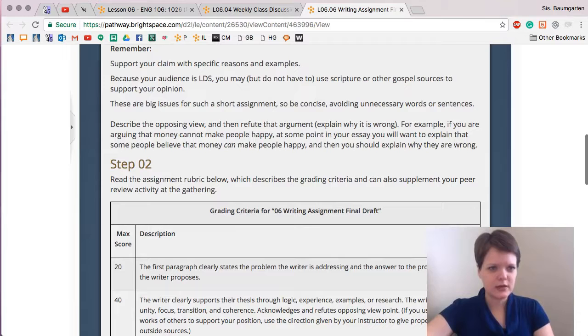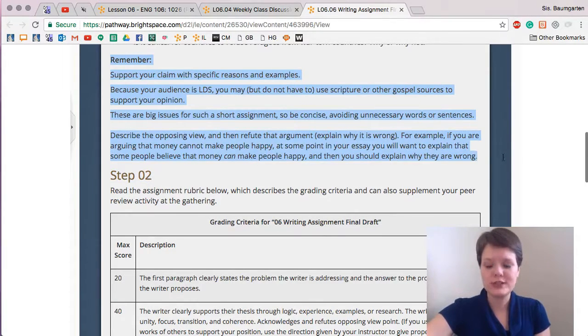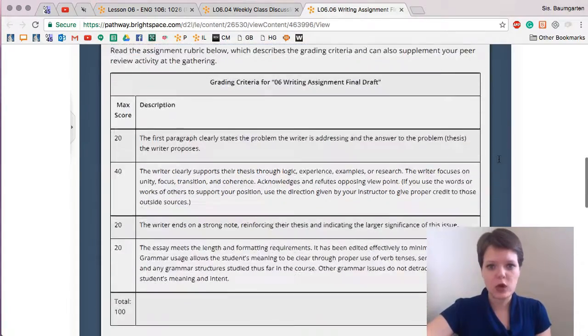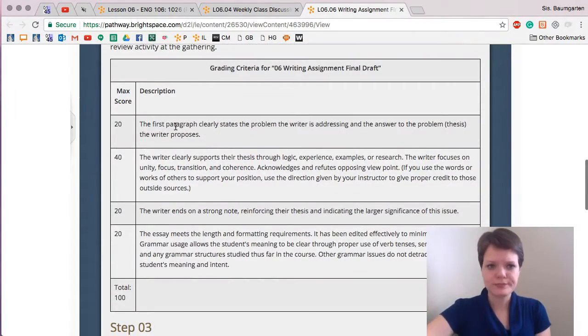So, let's see here. Here are some really good reminders. Read over them and use them. I particularly want to focus on the rubric, though. So the rubric asks that the first paragraph clearly state the problem the writer is addressing and the answer to that problem, or your thesis.